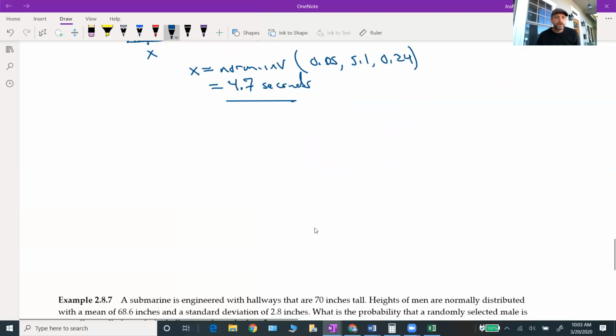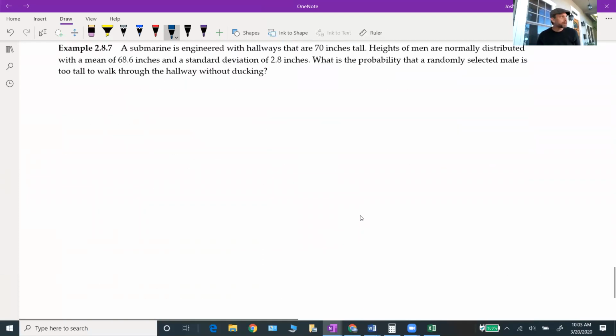All right, let's look at one more. Submarine, not tall person friendly. It's engineered with hallways that are 70 inches tall. Heights of men are normally distributed with a mean of 68.6 and standard deviation of 2.8 inches. What is the probability that a randomly selected male is too tall to walk through the hallway without ducking?